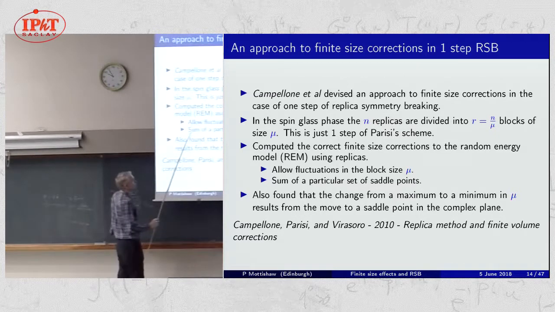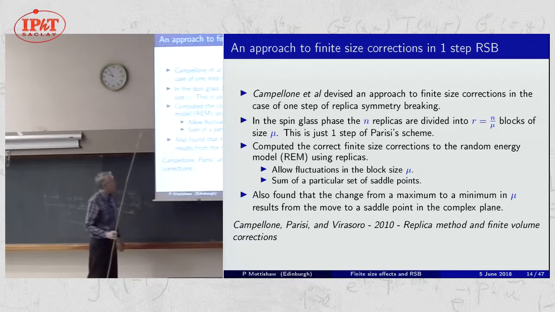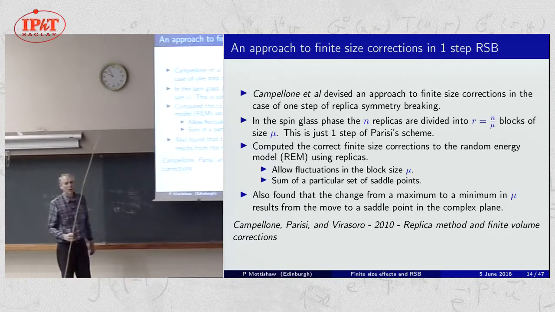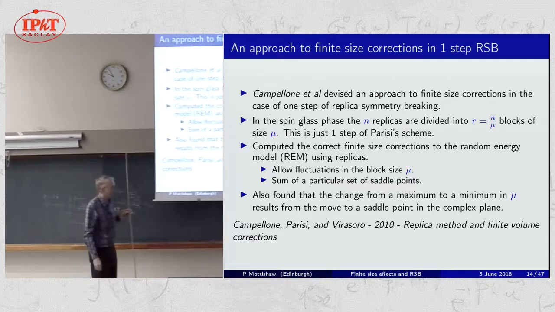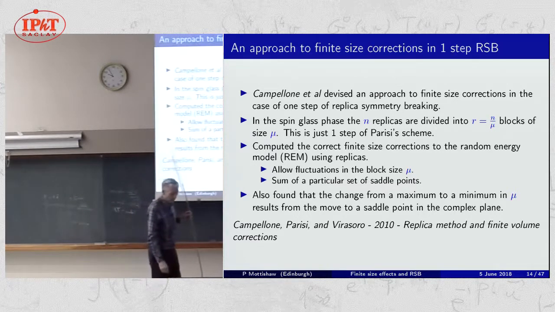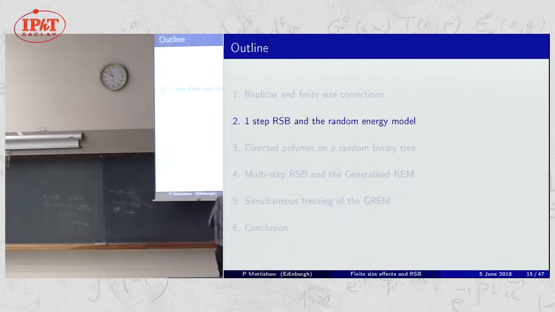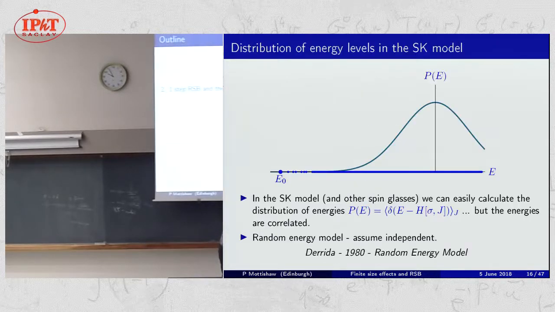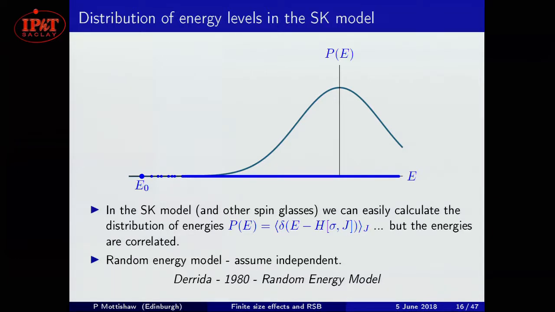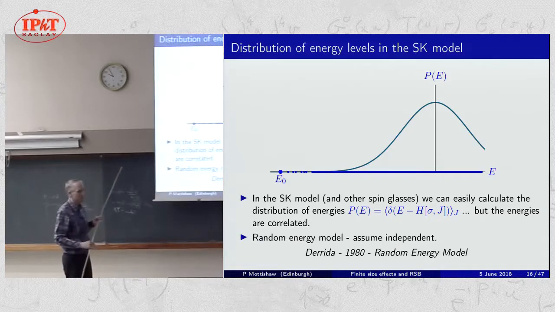They made some clever assumptions about which saddle points would actually contribute, and showed that with those assumptions you can obtain the correct finite size corrections. That's really the only example I'm aware of where some serious progress has been made with this. So now I'll talk about the approach that we've taken, which, for the random energy model, is related to what Campellone et al. did.